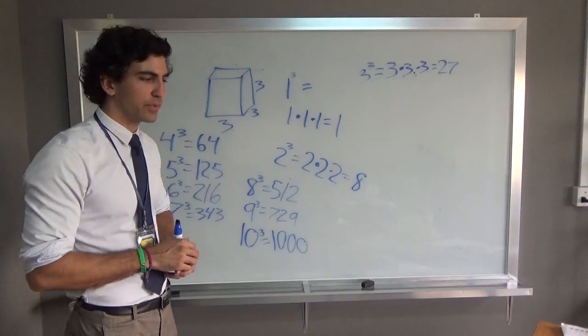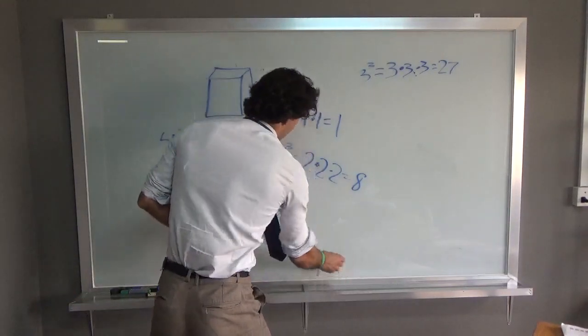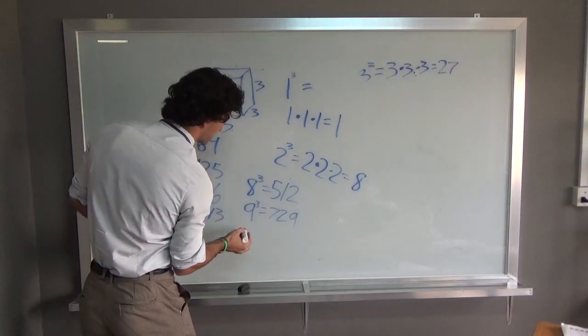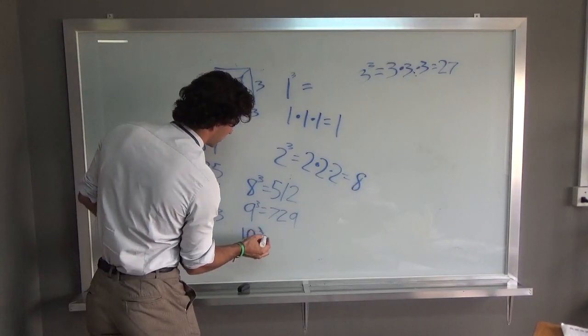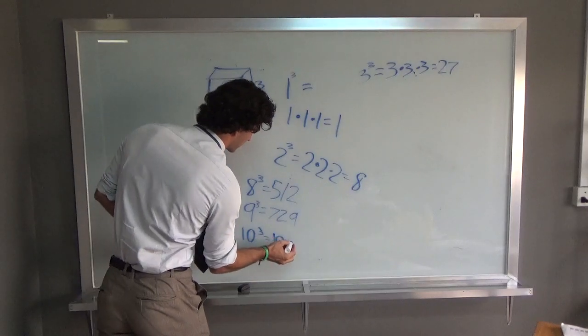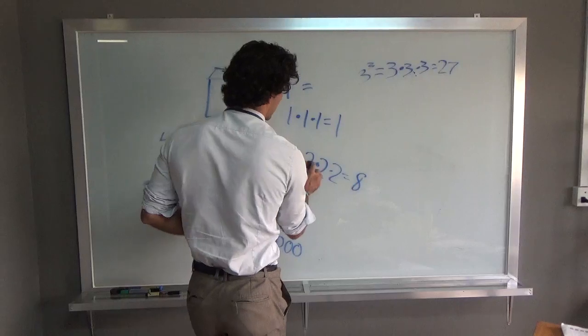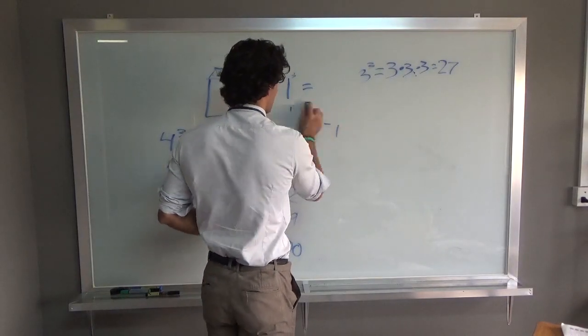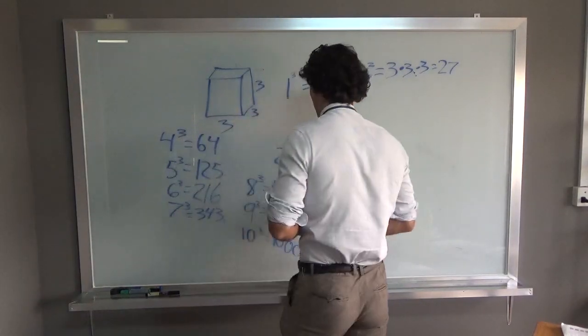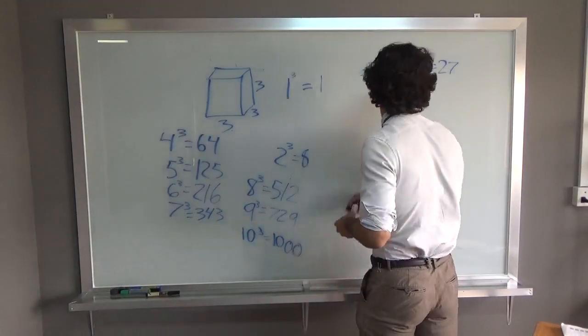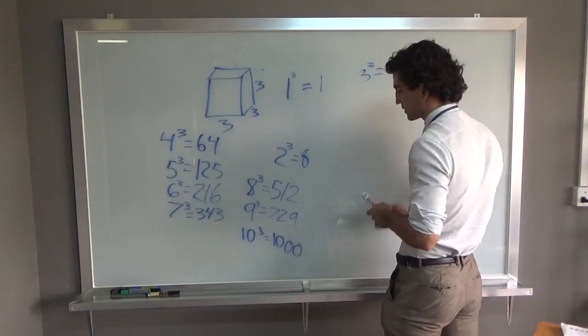Now, one last thing before we go. I will leave these here. 10 cubed equals 1,000. I'm going to come over here and erase these. Give myself some area to work.